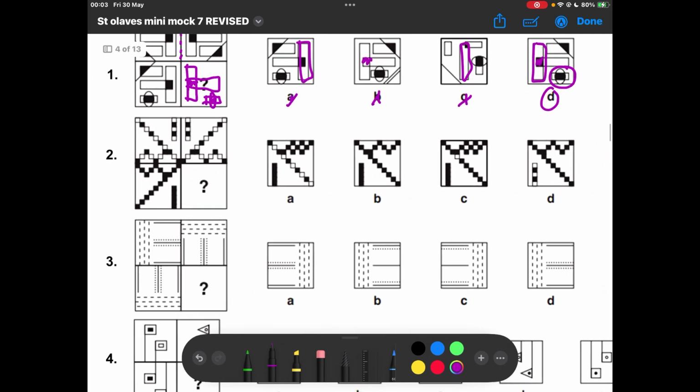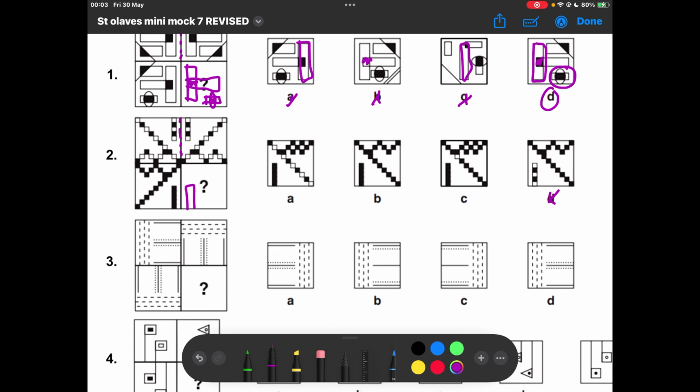Next question here. These are also just a reflection of each other. So we need to reflect the bottom one. So we're just going to have a black... actually, I've drawn that on the wrong side. It's going to be here. Black rectangle there. I already ruled out D.